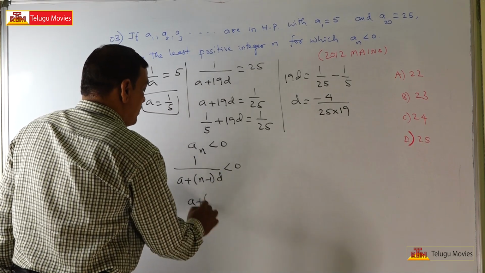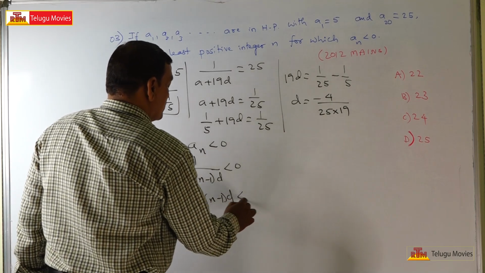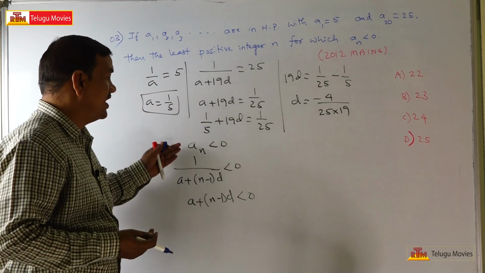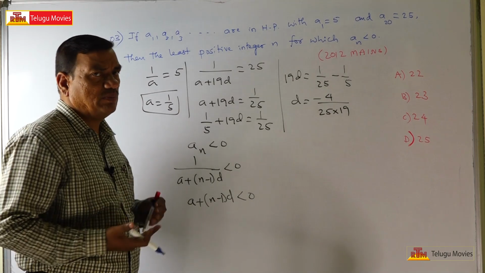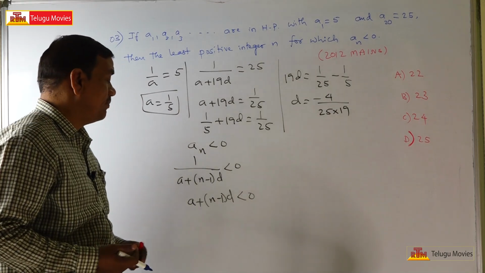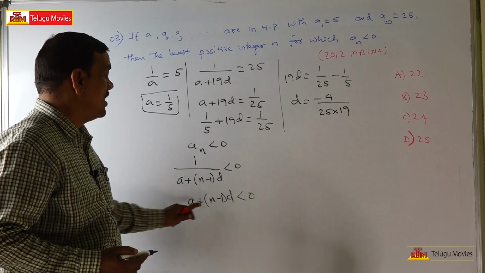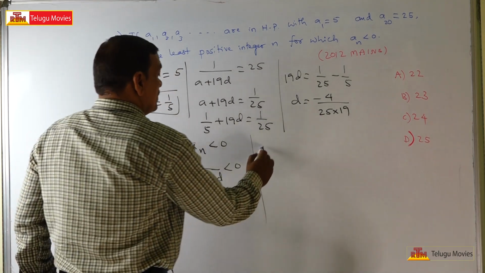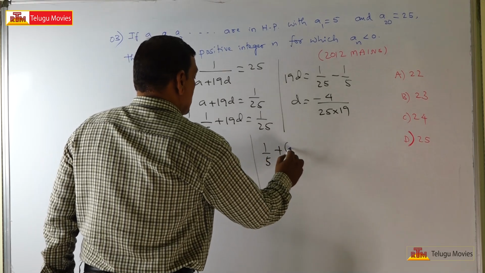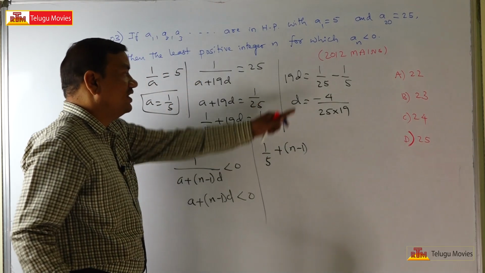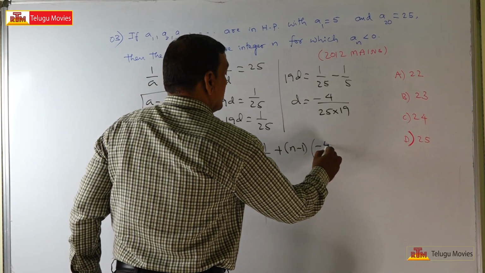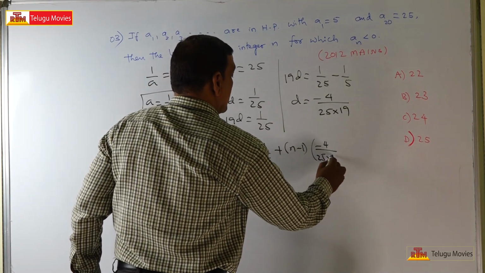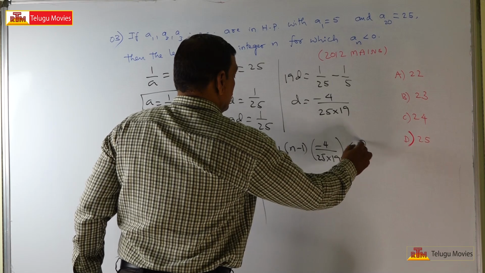That means a plus (n minus 1)d is also less than 0. Obviously, if the term is negative, its reciprocal is also negative. So, a plus (n minus 1)d. You know the a value, you know the d value. Substitute here. So, what is our a value? That is 1 by 5 plus (n minus 1) times d. The d value is how much? Minus 4 by 25 times 19, less than 0.